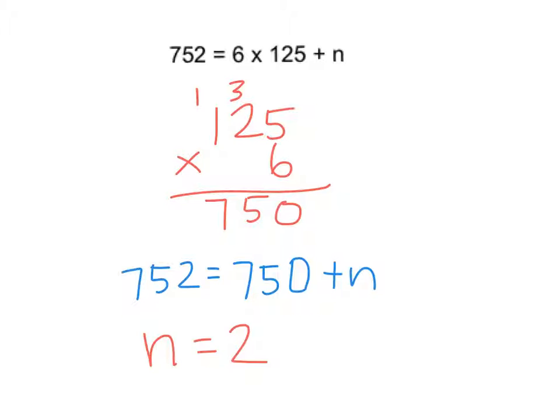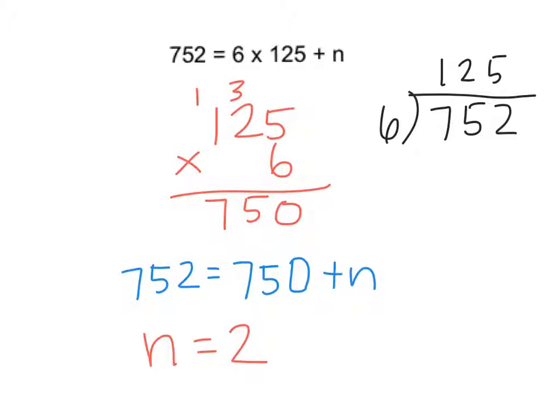And then also keeping in mind the division problem, 6 would have been my divisor, 752 would have been my dividend, and 125 would have been my quotient. And then I would have had 2 left over, so this would be my remainder. So just something to keep in mind for when you practice. You'll have to figure out what part is missing from the problem.